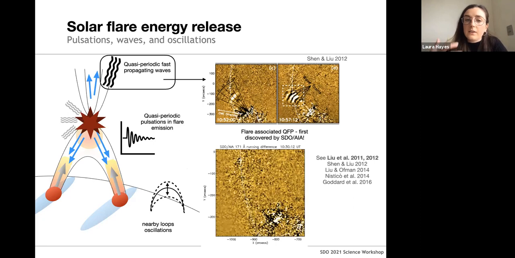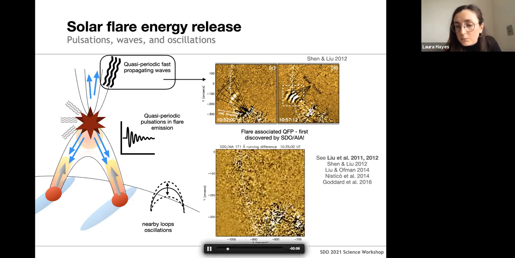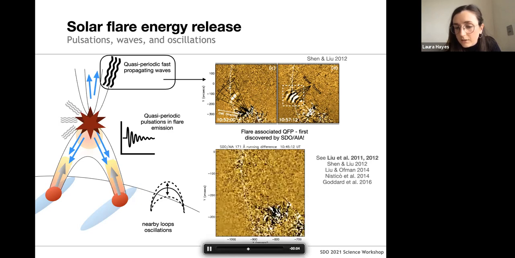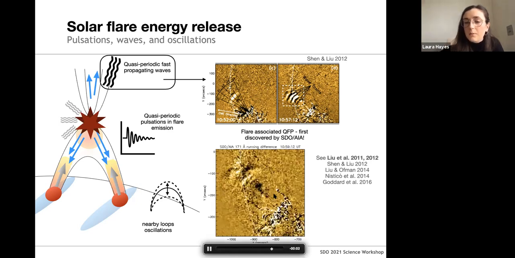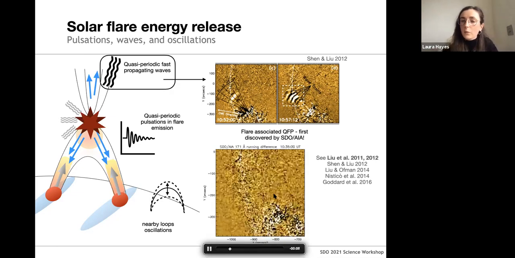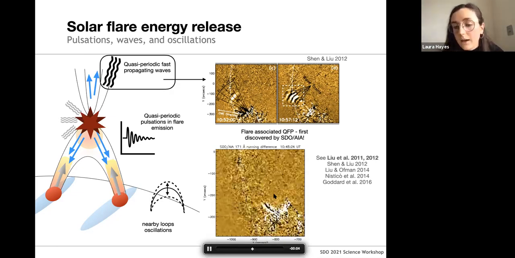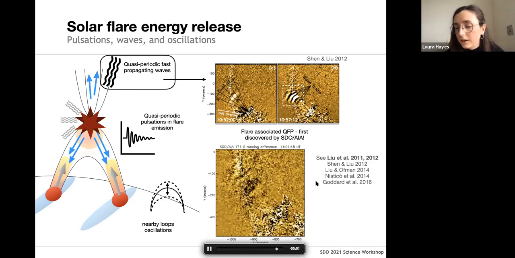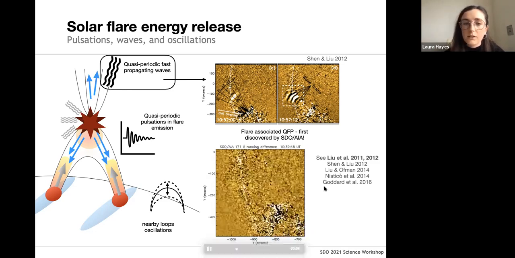Moving forward, what AIA has also shown us are these things called quasi-periodic fast propagating waves, which were first discovered by AIA. If we look at the running difference movies of 171, we can see these wiggles and disturbances that propagate away from an eruption from a solar flare and a coronal mass ejection. Here is a movie of the running difference, and you can see after a flare, we have these propagating motions that emanate away from the flare, almost in a tunnel-like way. I'll talk a little more about that later, but here are some of the reference papers that I would refer you to go and read.